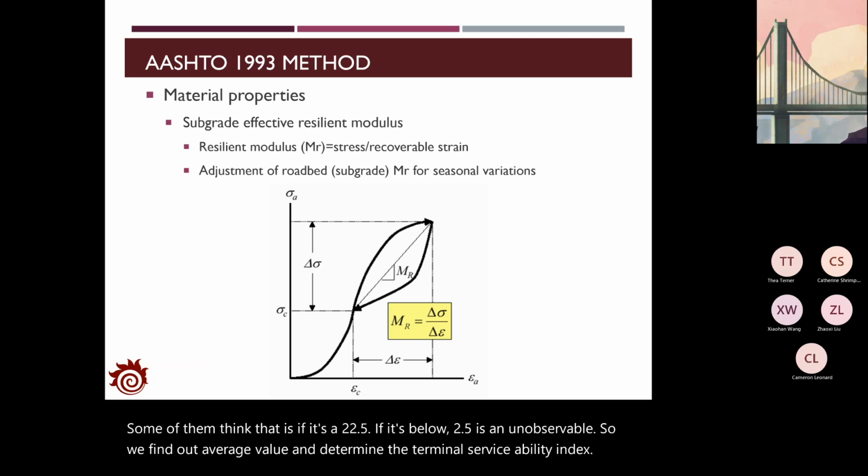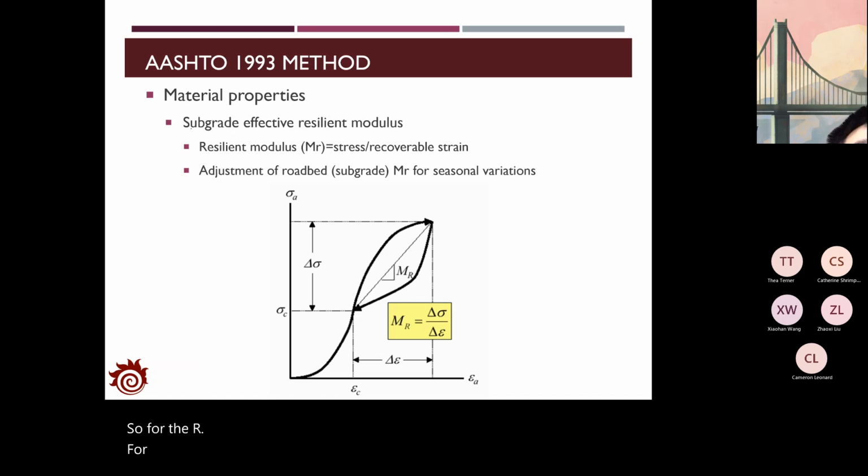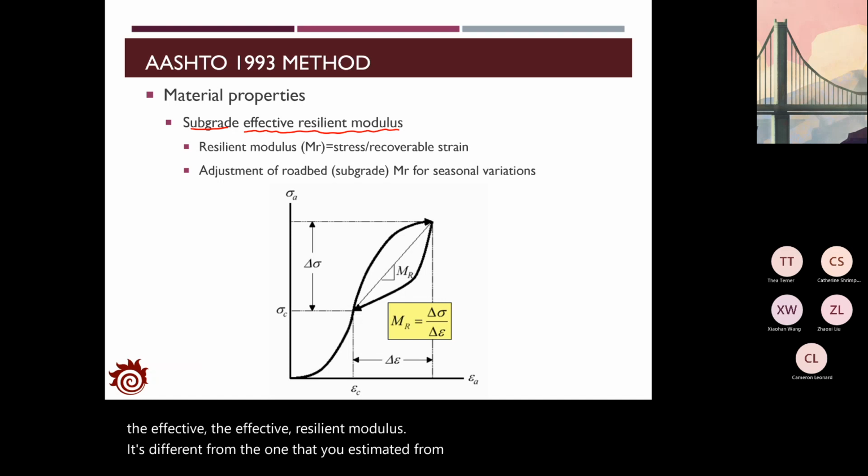And that's the term serviceability. The next thing we need to think about is the material property, including the properties of the subgrade materials and also the properties of the asphalt concrete. So for the subgrade, let's first go to the subgrade layers. We want to calculate the effective resilient modulus. It's different from the one that you estimated from the lab experiment.